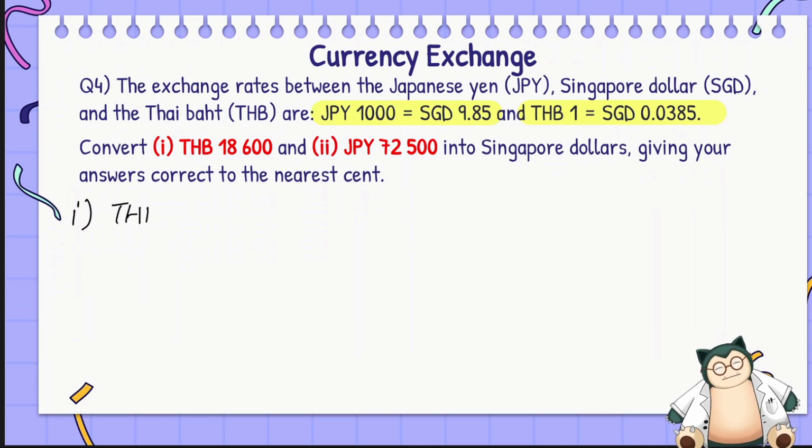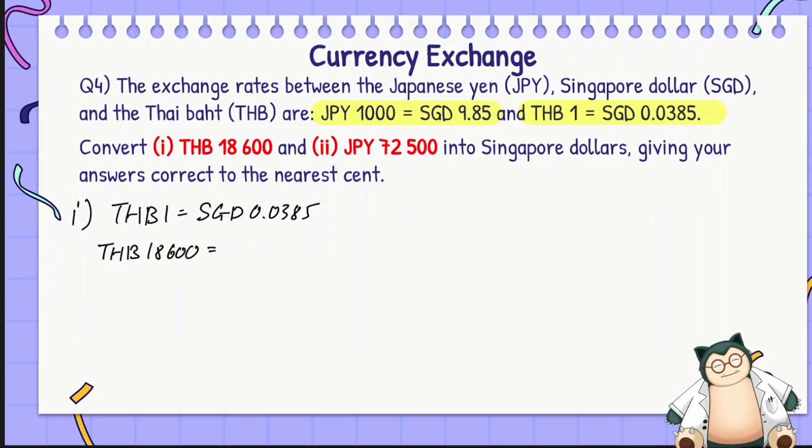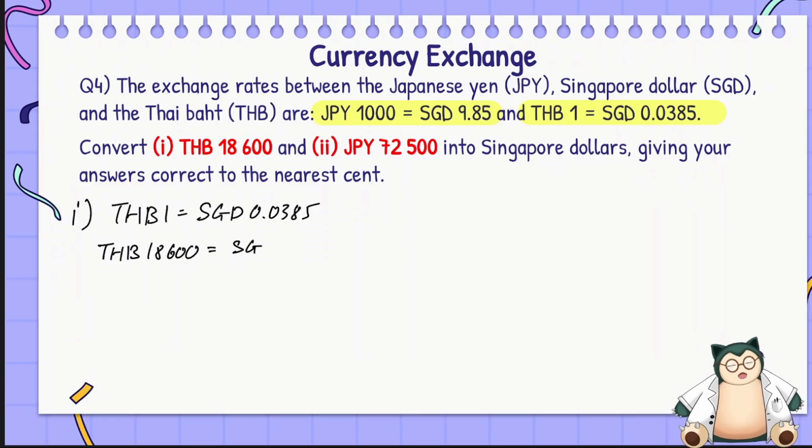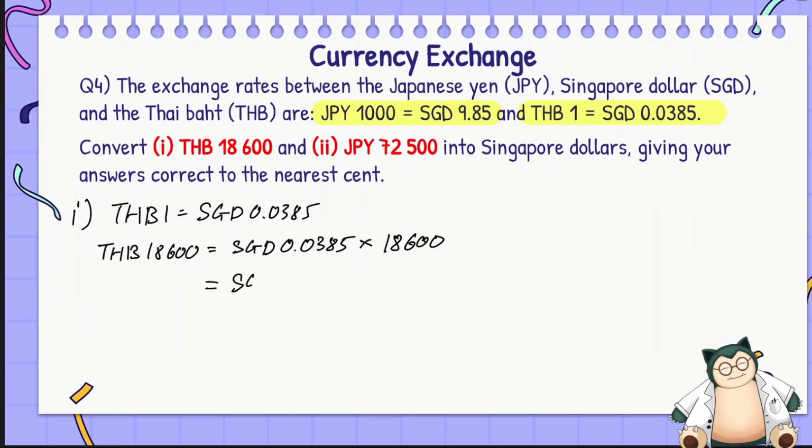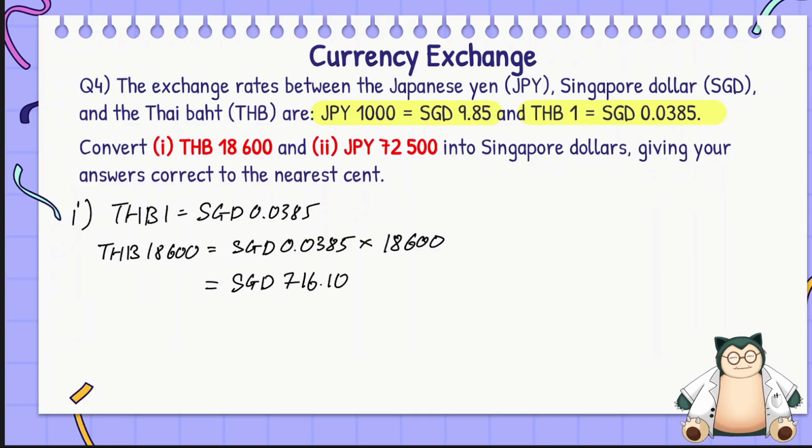Since we know 1 Thai baht equals SGD 0.0385, to get Thai baht of 18,600, we simply take 0.0385 multiplied by 18,600, which gives us SGD 716.10. Take note to leave it in 2 decimal places.